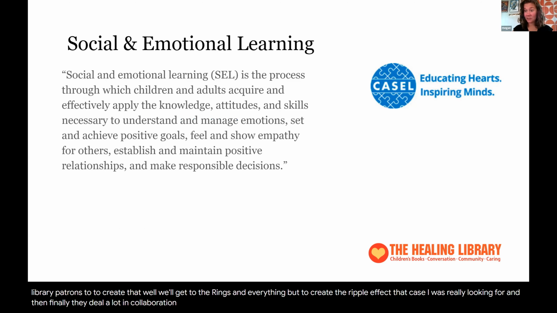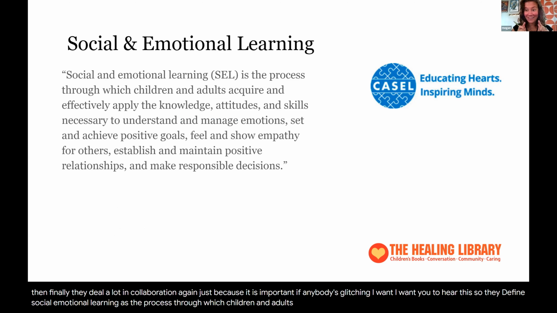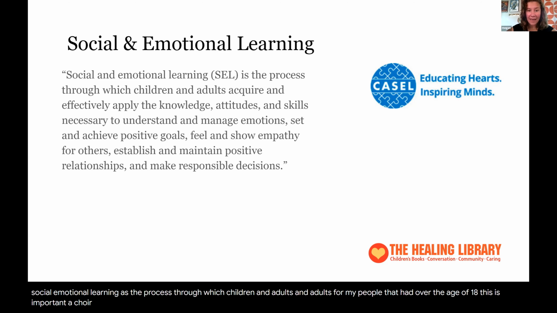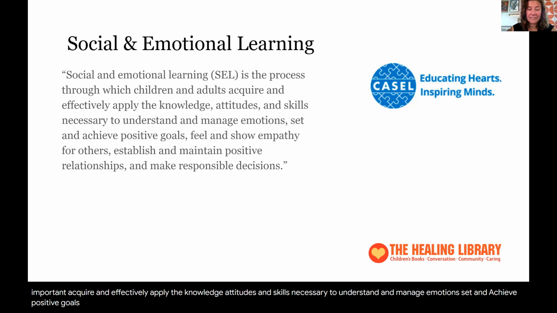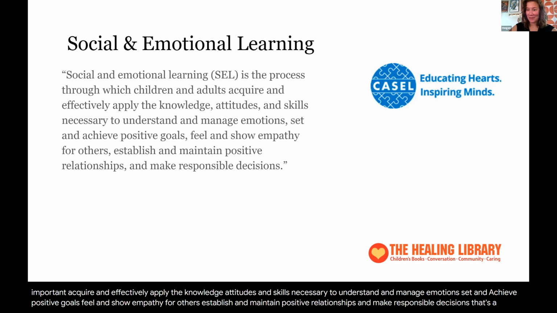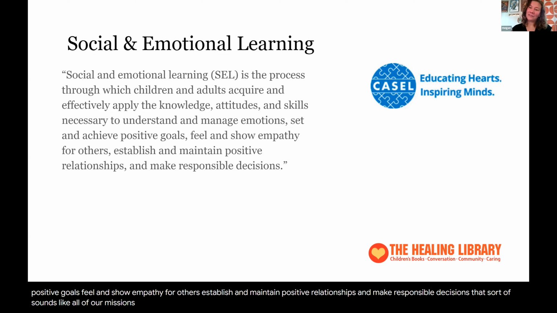So I'm gonna read this one again, just because it is important. If anybody's glitching, I want you to hear this. So they define social emotional learning as the process through which children and adults, for my people that are over the age of 18, this is important, acquire and effectively apply the knowledge, attitudes, and skills necessary to understand and manage emotions, set and achieve positive goals, feel and show empathy for others, establish and maintain positive relationships, and make responsible decisions. That sort of sounds like all of our mission statements expanded, doesn't it? Just adding lifelong learning in there too.